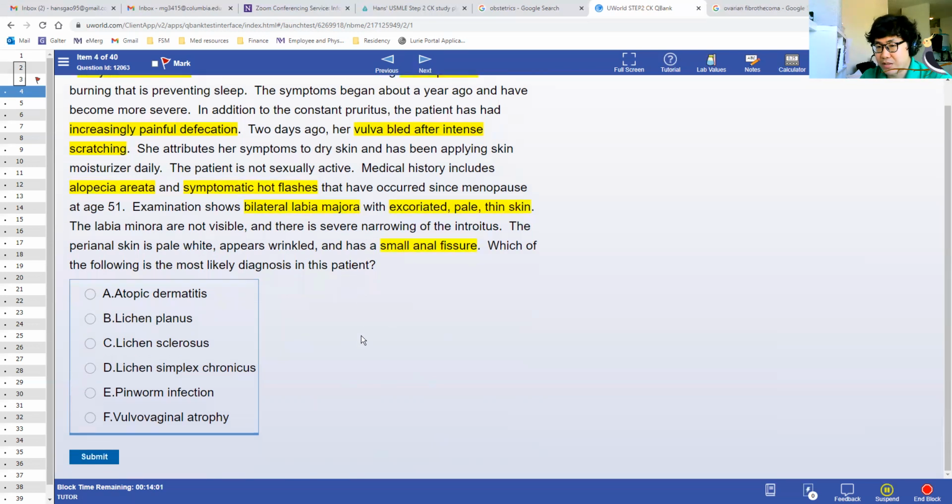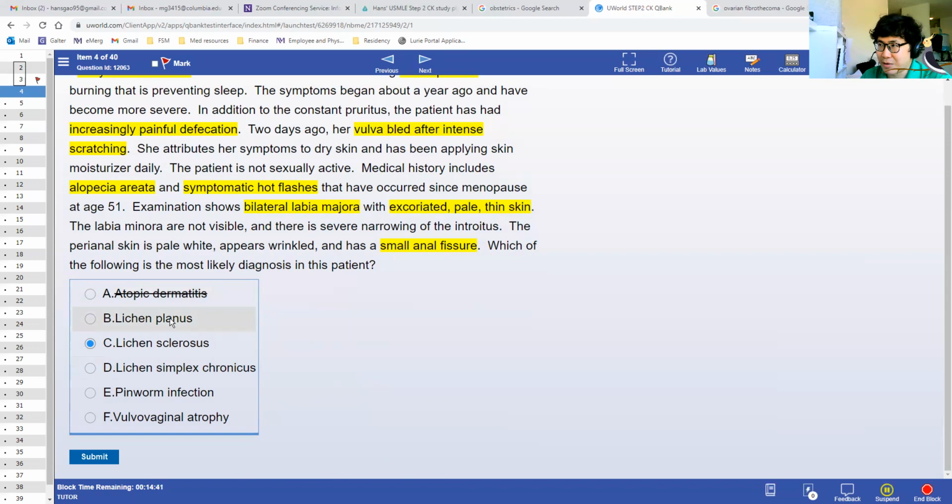I might have been wrong earlier when I said that vulvovaginal atrophy is more generalized. Lichen sclerosus can also be really generalized, and in this case, it's generalized all the way to the anus. The pale, thin skin also points me in the direction of lichen sclerosus, since that's usually considered a pathognomonic feature. Atopic dermatitis can happen, but you'd see blisters, and it'd be very erythematous. There'd be excoriations, but it wouldn't be pale.